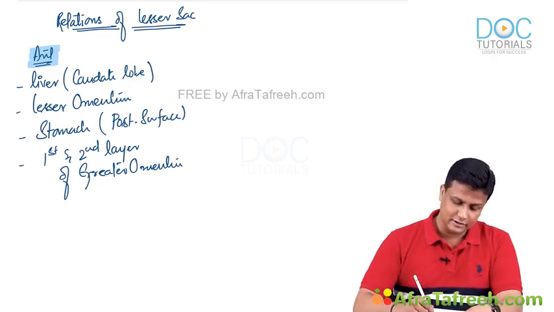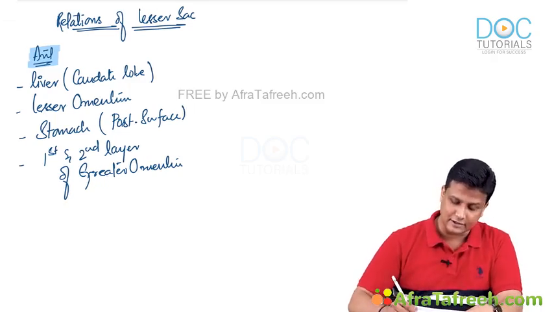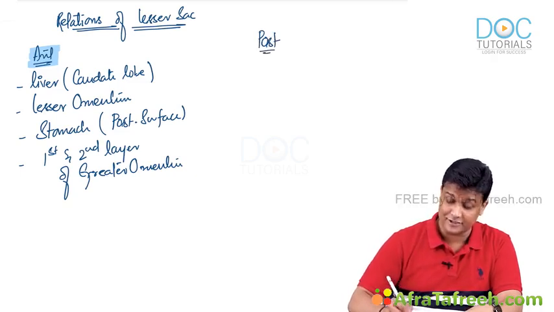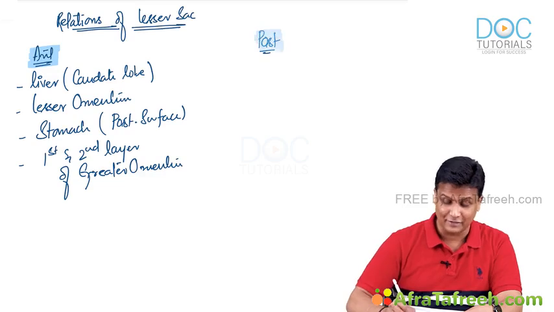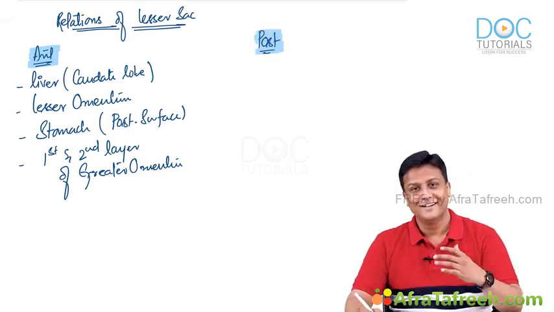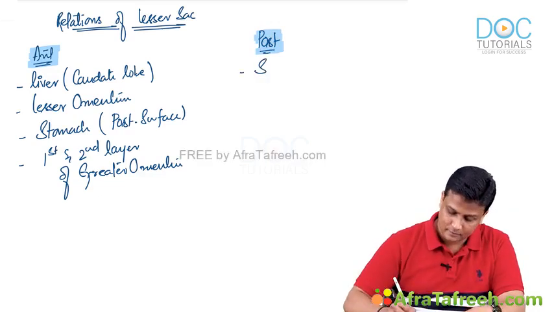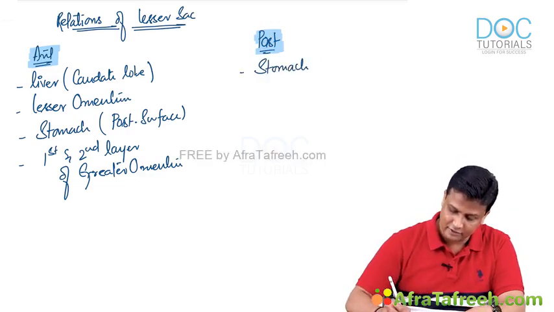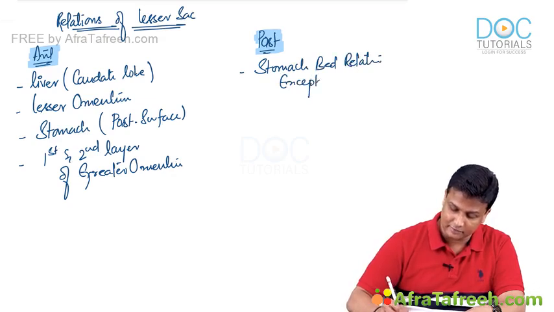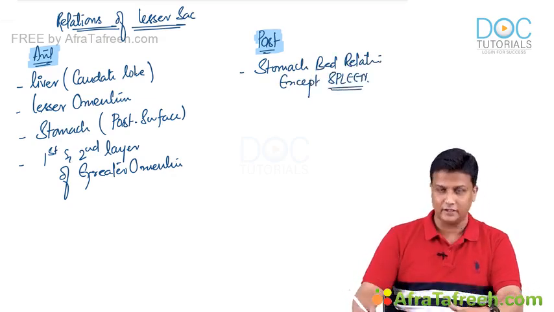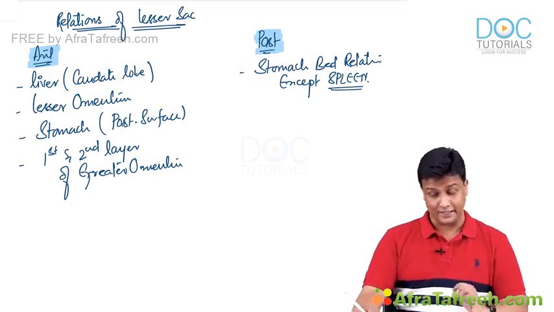Then what about the posterior surface relations or posterior relations of lesser sac? And as I told you, posterior relations of lesser sac, you don't even have to learn it separately now. If you people have learned the stomach topic along with me, the stomach bed relation. So all the stomach bed relation, I'll just write down the hint here. All the stomach bed relations except what, sir? Except spleen. Please make a note of that very clearly. Spleen will not be included here in the posterior relations of lesser sac, except spleen.